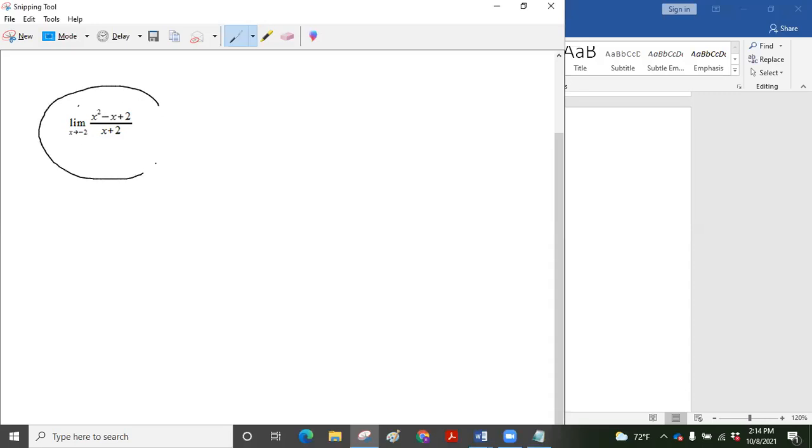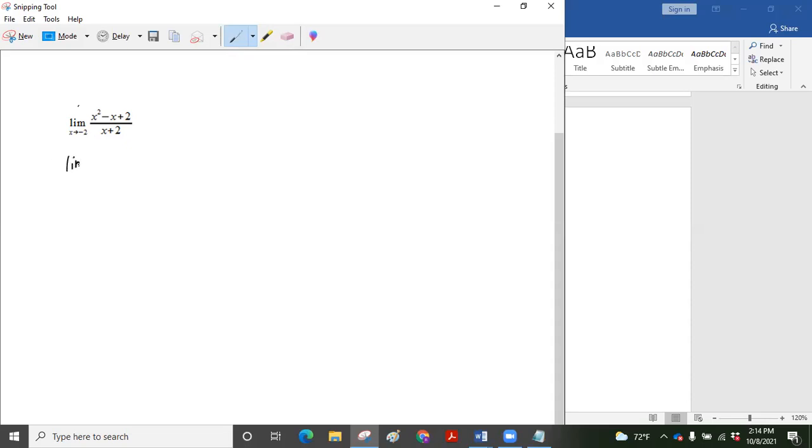This is a good example as well. We want to find the limit as x approaches negative 2 of this particular function. The problem here is that if we plug in negative 2 into the denominator right now, we're going to get negative 2 plus 2, which is 0. So we don't want 0 in the denominator if there's anything else we can do algebraically. In this case, there are things we can do algebraically. We can factor out the top, and we'll see where that gets us.